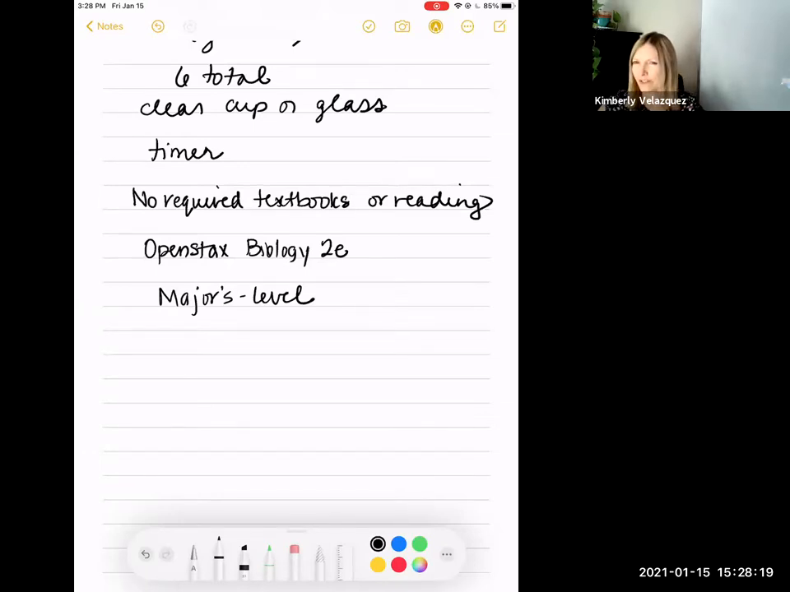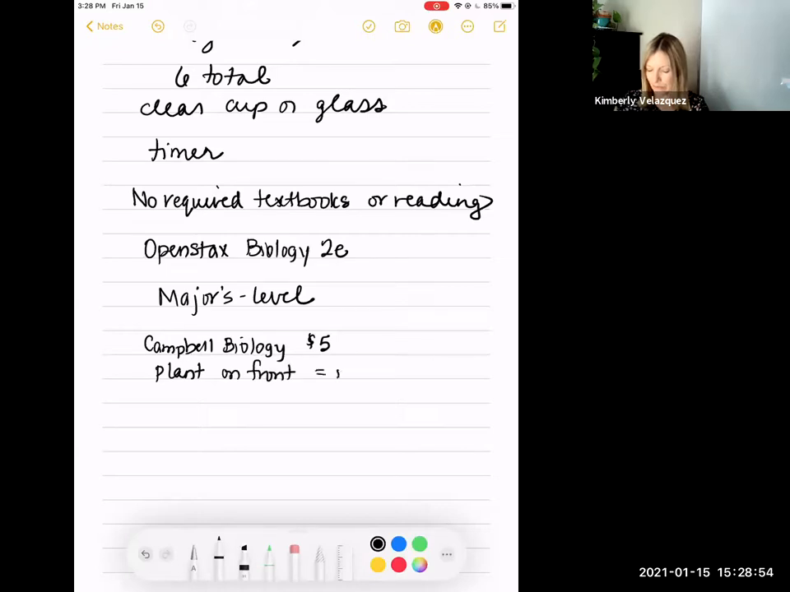But the good thing about biology is it's not someone's opinion. It's scientific fact. And the story is the same in every textbook. The only thing that will differ is how the figures and images are presented. The material is usually presented in the exact same order as I'm going to tell the story. So any used biology textbook works. One that I usually recommend is Campbell Biology. You can find it on Amazon for under $5. And you want one with a plant on the front, not an animal. A plant on the front is the majors level.